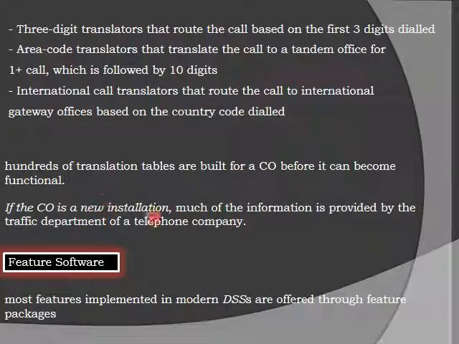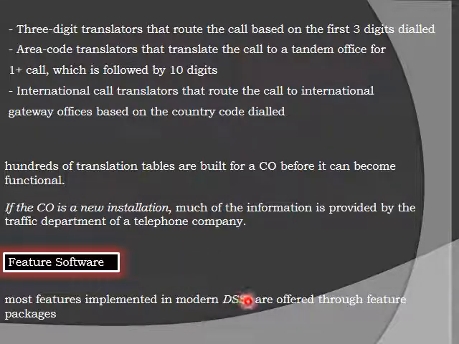So if the CO is a new installation, then much of the information can be had from the telephone company. Around 3 to 6 months of telecom traffic will be considered in order to install the common office. This is how you can explain about the translation data. Next we'll look into the feature software.